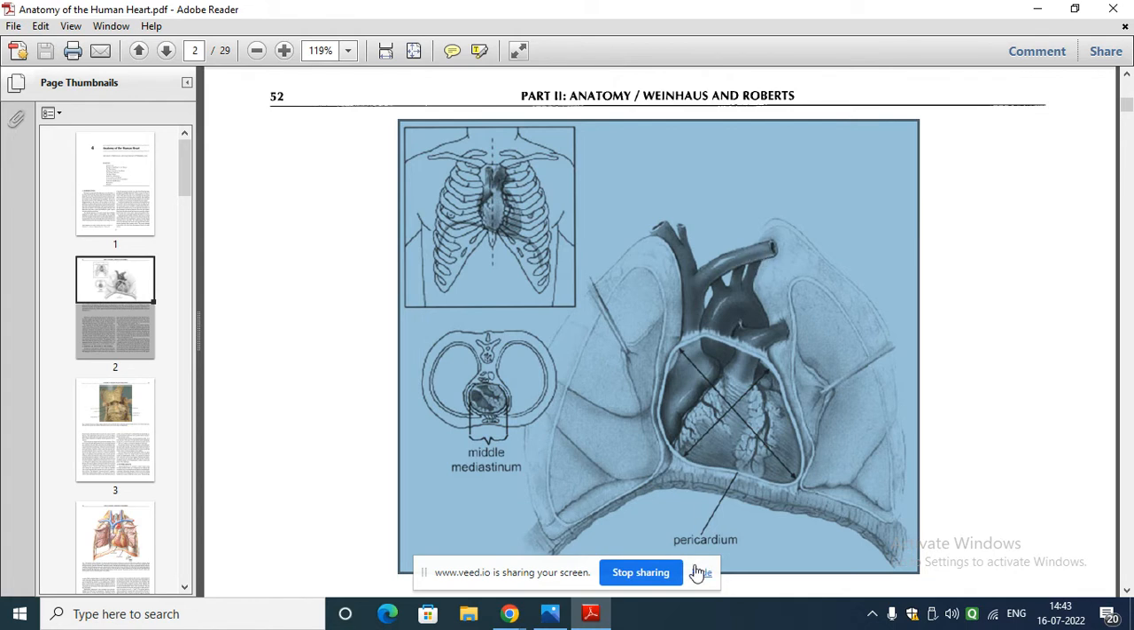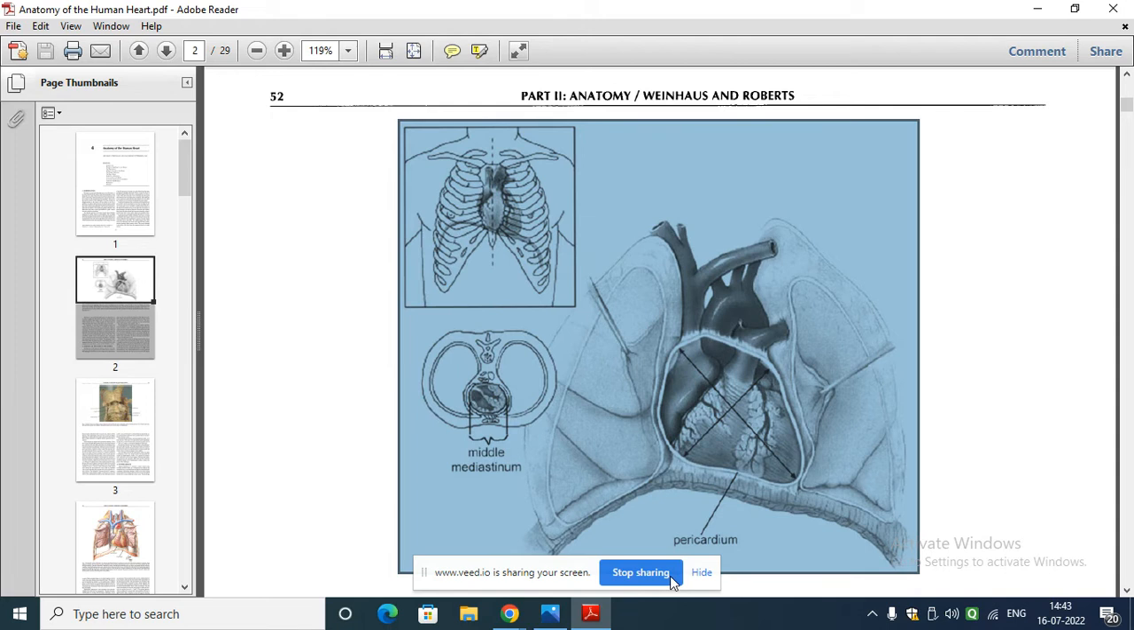And in relation to the base, one can see the openings of four pulmonary veins, which open into the left atrium, and of the superior and inferior vena cava, which open into the right atrium. The inferior vena cava is situated in the inner part of the heart. Vena cava means empty vein in Latin. It is related to the thoracic cavity.